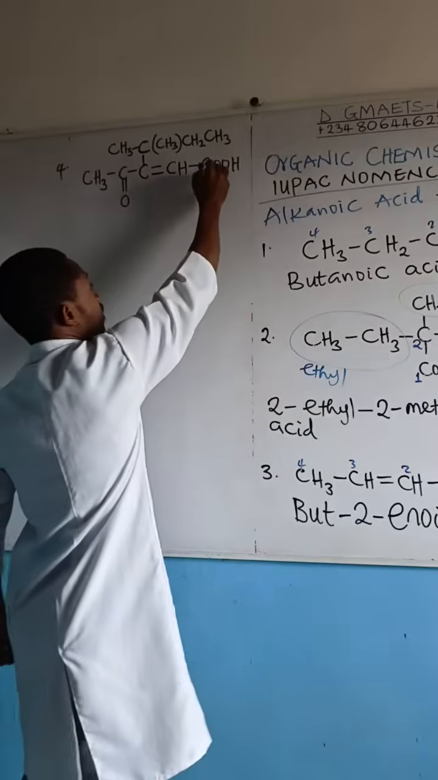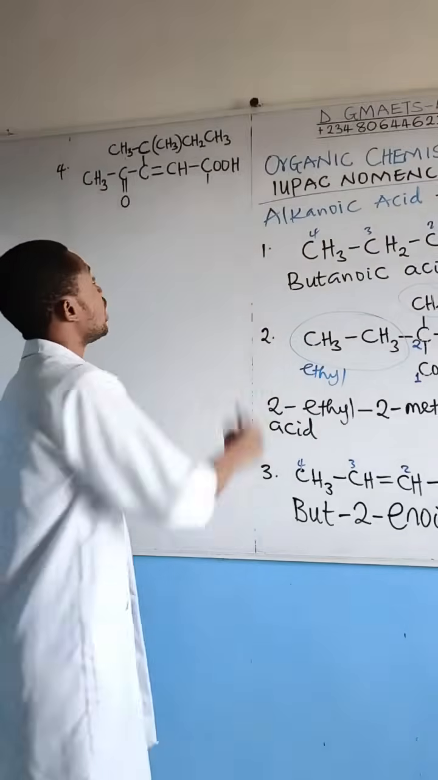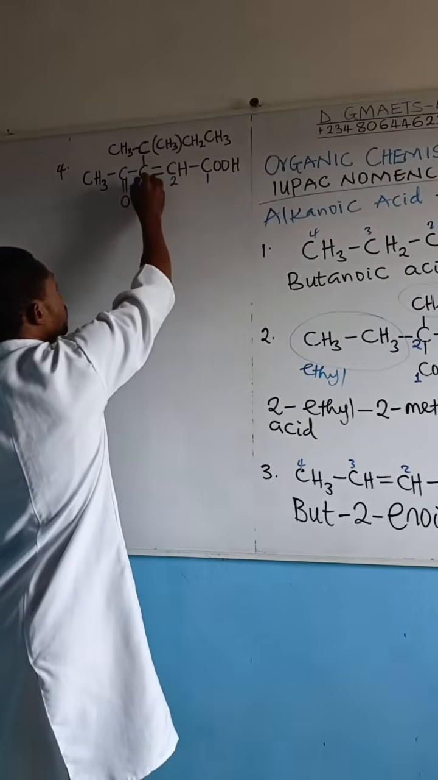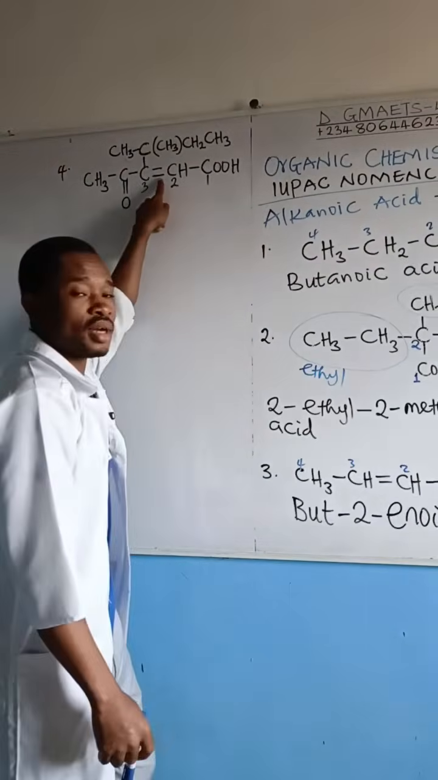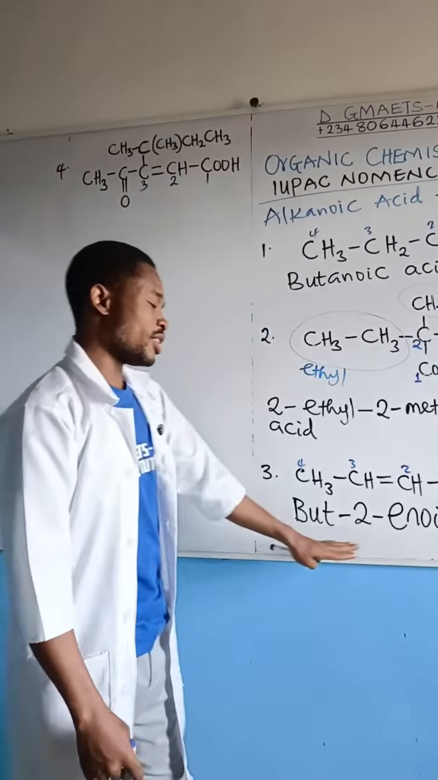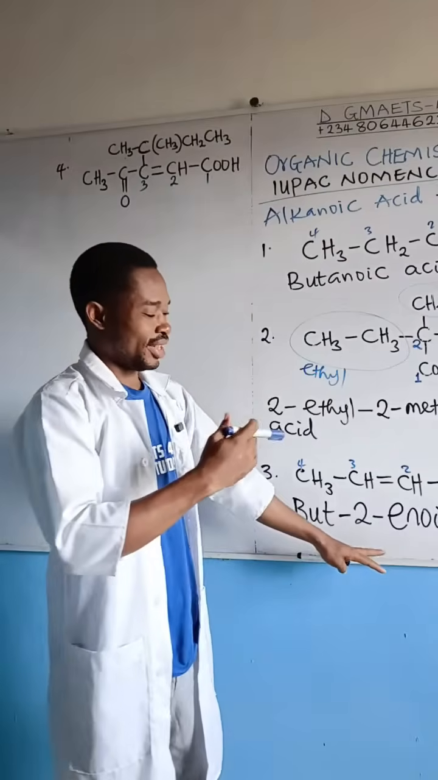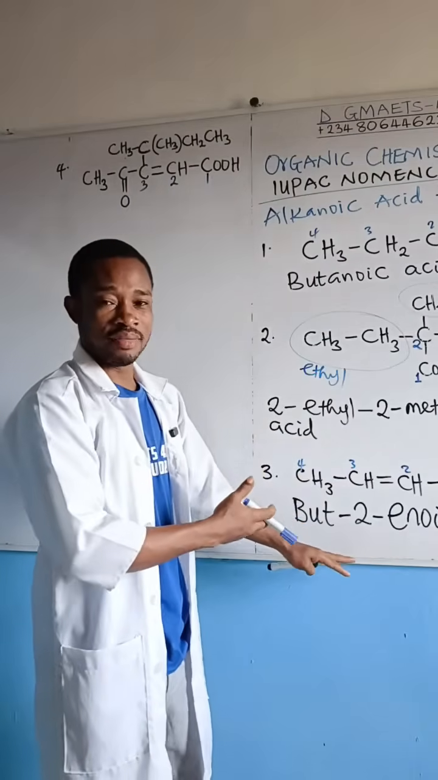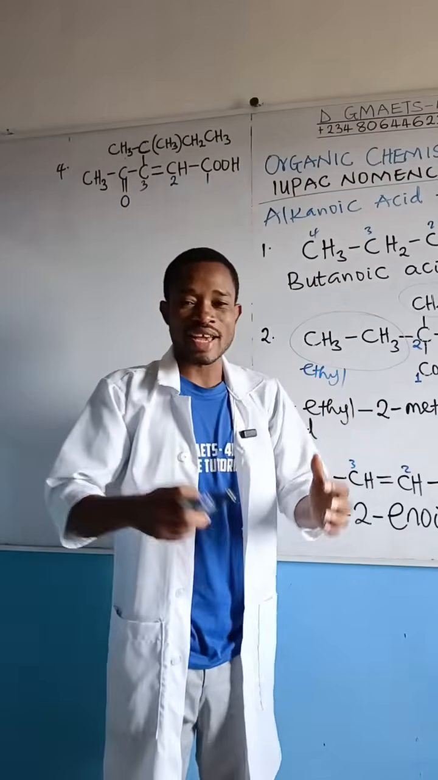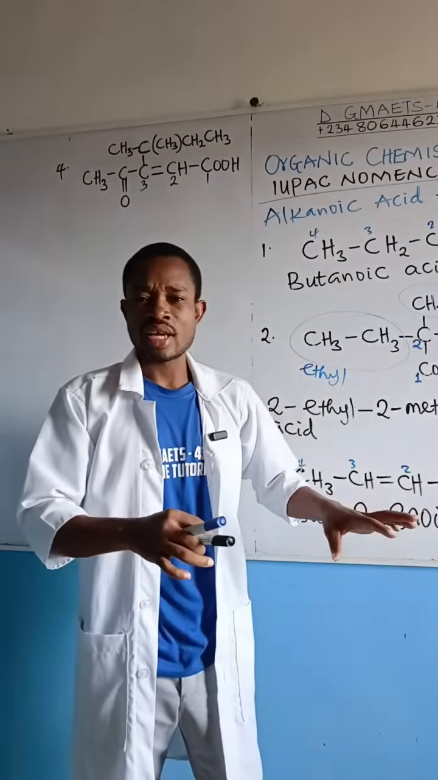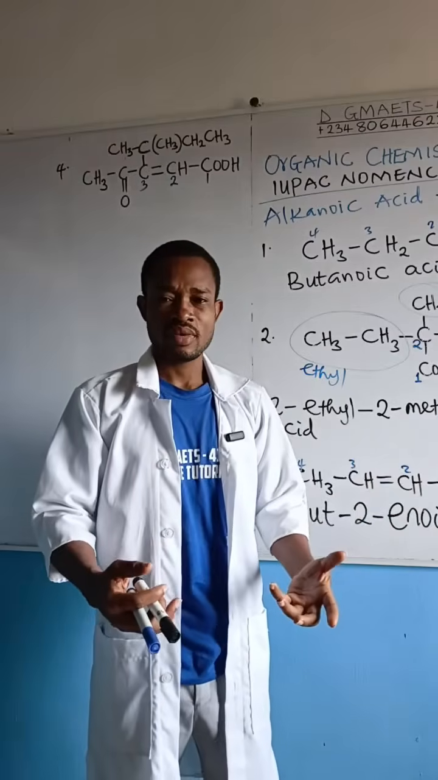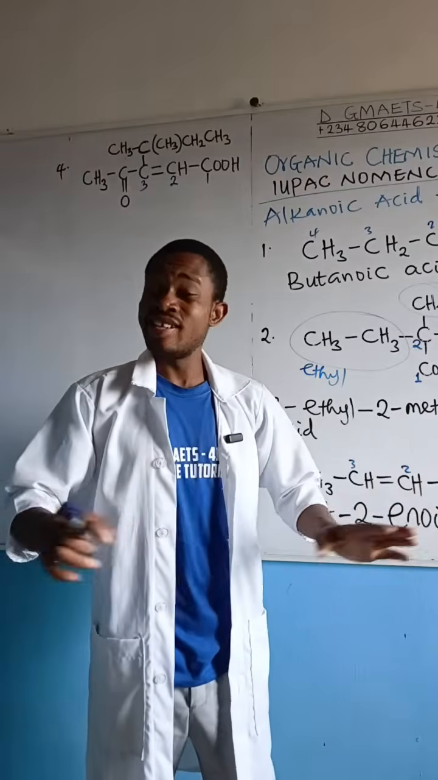Therefore, counting, we start from here to determine the longest carbon chain. 1, 2, 3. When you are counting, look at this double bond. You notice the pattern in which the double bond in an alkanoic acid is named here. The double bond does not exist as an independent substituent.